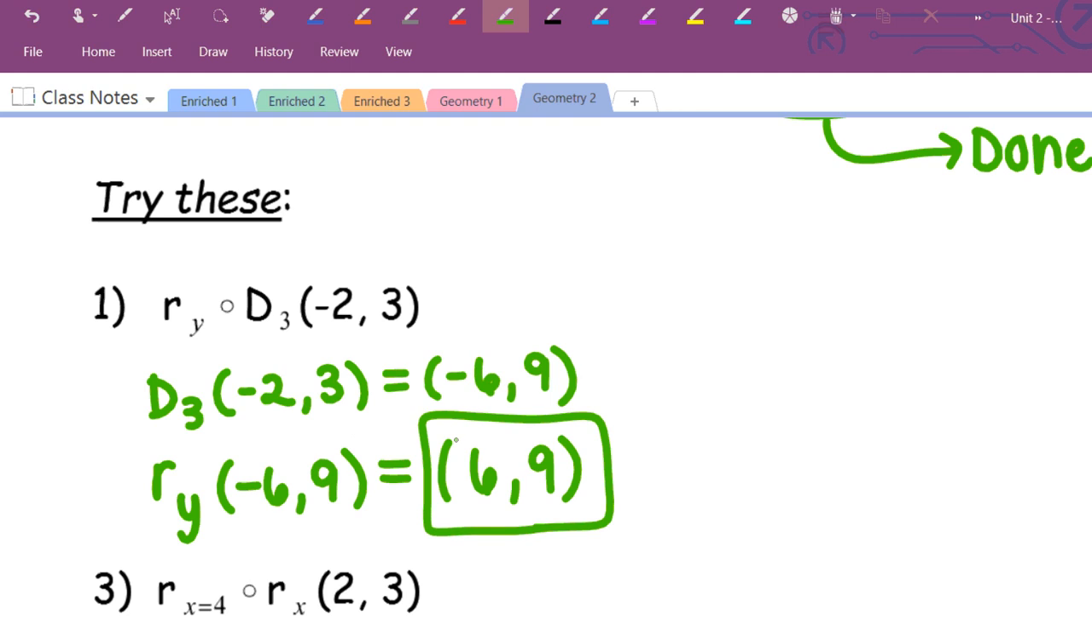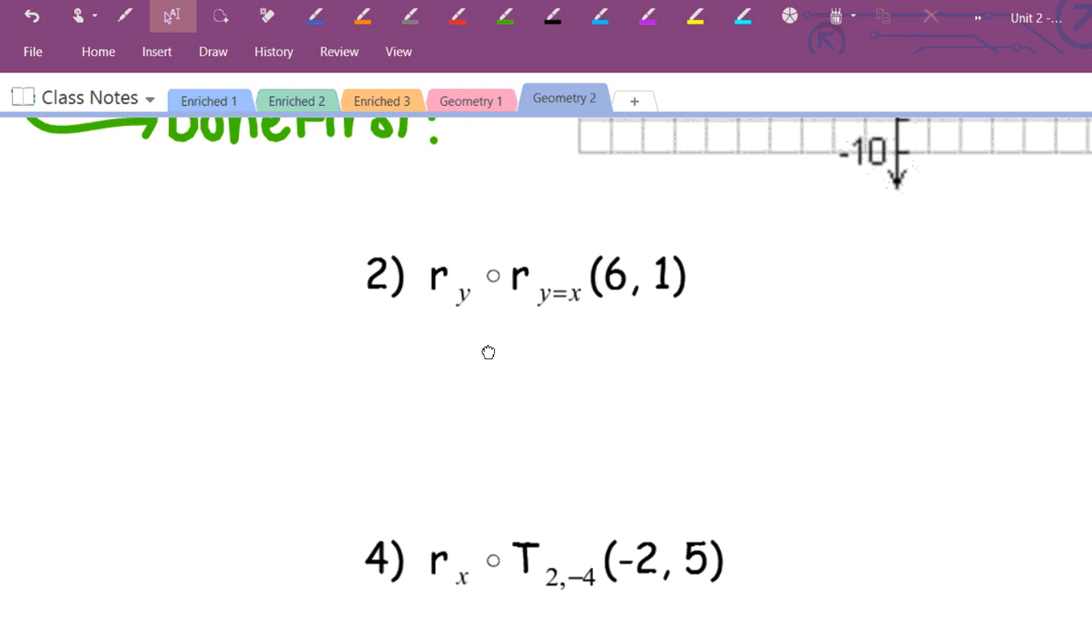Was that tough for us? I hope not the toughest thing. Questions on that one? Let's try number 2 then. Marlene, what's number 2 say to do in the beginning? What's the first transformation we would do?